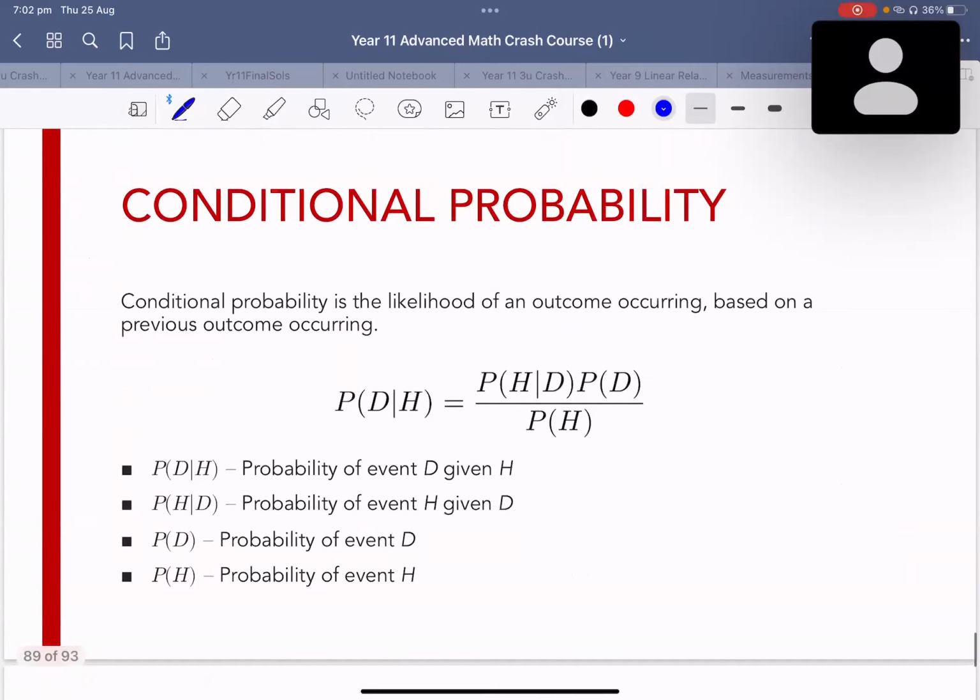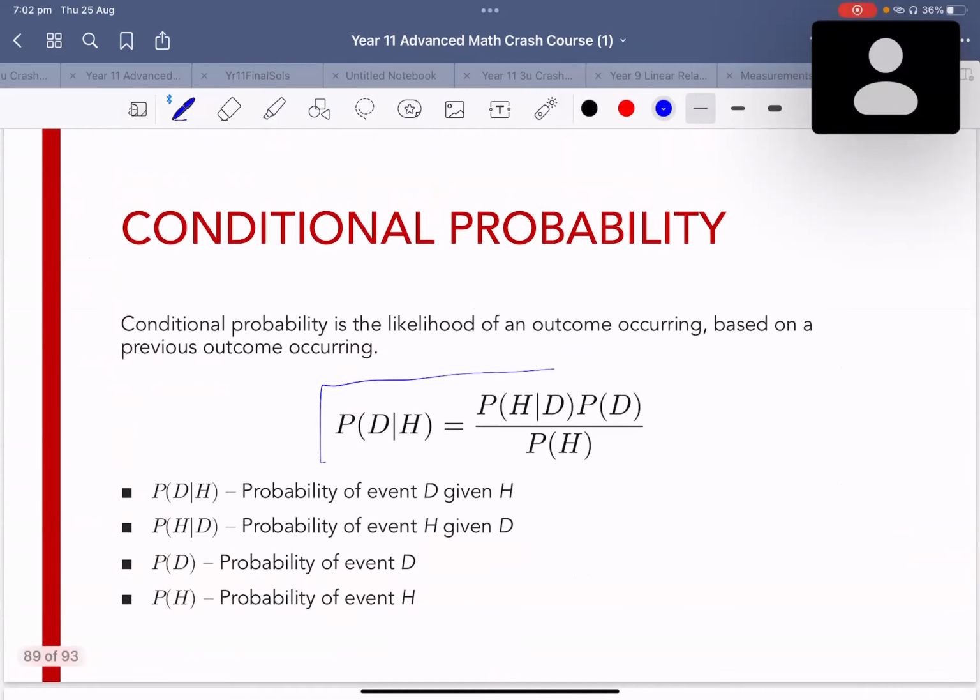All right. Now, conditional probability, this is the general formula. Probability of D given H is equal to the probability of H given D multiplied by the probability of D over the probability of event H. And this basically describes the likelihood of an outcome occurring based on a previous outcome occurring.